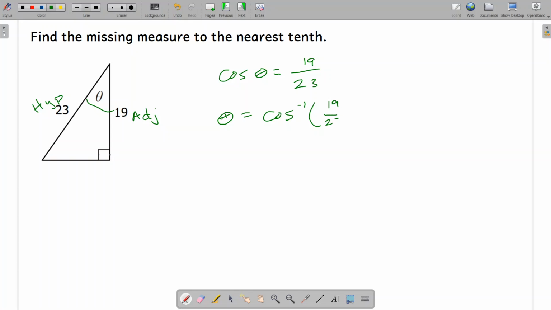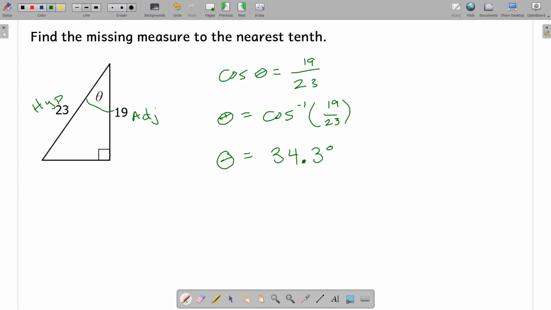Now, I should say that to get that inverse cosine button, remember you're going to hit second cosine on your calculator, and you should see the cosine to the little -1 power when you do that. And then you're just going to stick the fraction inside, and that should give you an angle measurement of 34.3 degrees.